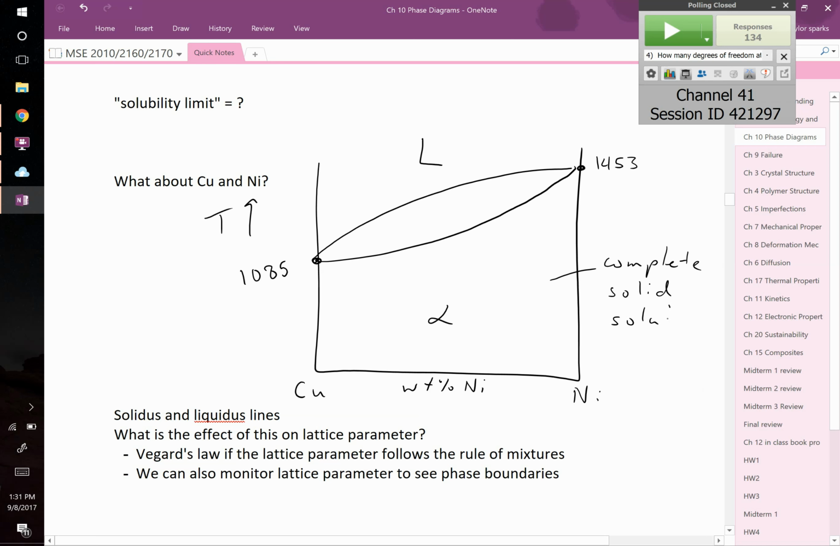Complete solid solution. Just like you can make a solution of liquids, right? Sugar and water, it's a solution. You can make a solid solution, which is something kind of interesting to think about, right? These are atoms, but they're just perfectly mixed together.